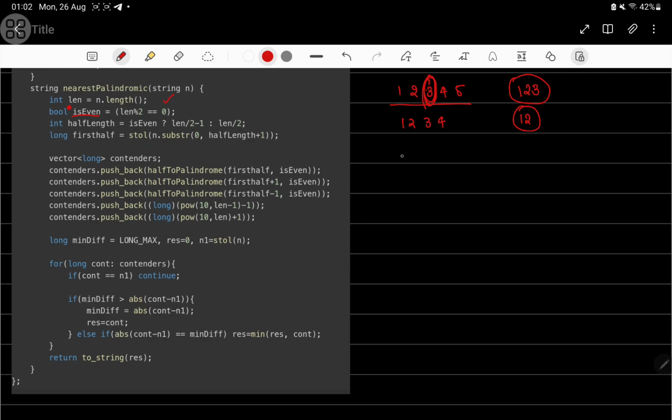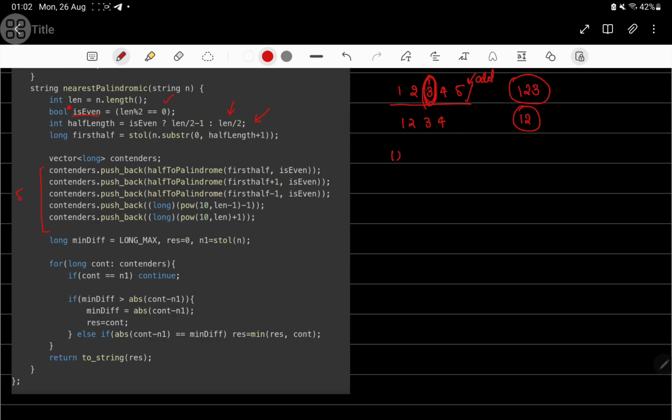Now it is just about manipulating stuff. And how do we get these 5 contenders into the picture? We will take a contenders array, and then over here I am taking that if it is an odd length, then I'm considering length by 2 as my half length. Why am I doing that? So what will be the length of this one then?